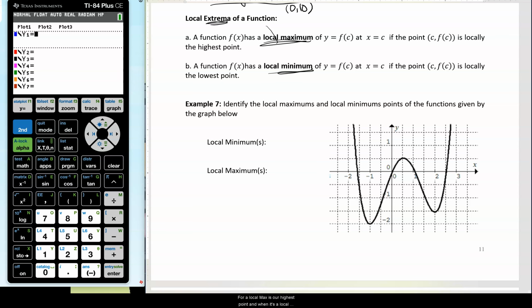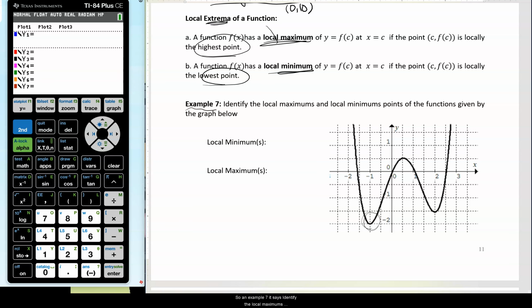For a local max, it's our highest point, and when it's a local max, that means that all the little points around it are smaller. And then for a local minimum, it's our lowest point. And what that means, here's a local minimum right here. What that means for that local minimum is that if I took a look at this graph, all the points around that local minimum are graphed higher in their y values.